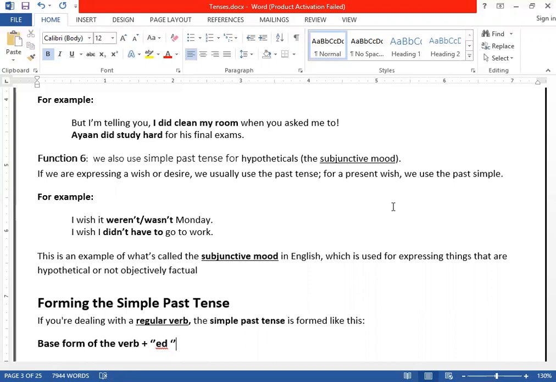Like your answer should also be hypothetical. The simple past tense shows us a hypothetical situation. What is hypothetical? For example, I wish it weren't Monday. Simple past tense. I wish it weren't. Were is the second form of the verb. It weren't what? It weren't.